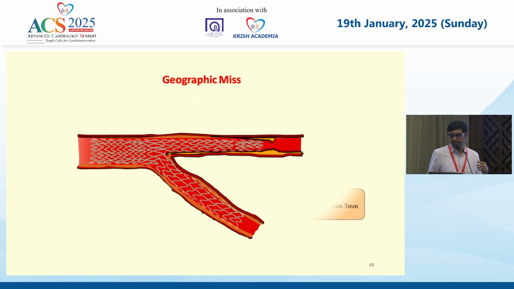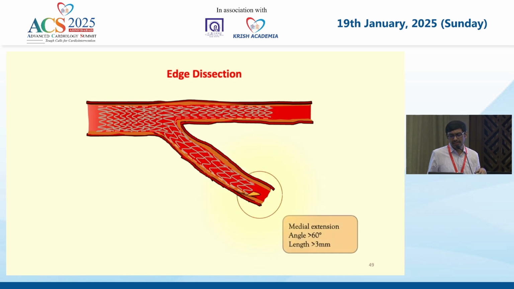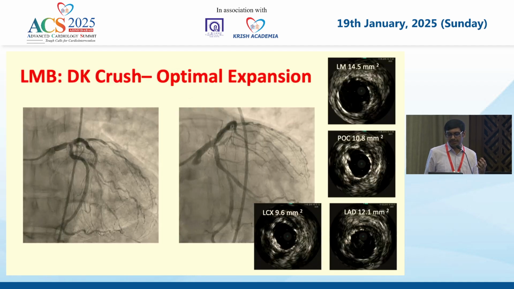And for geographic miss, any plaque burden more than 50% at the edges, or reference lumen area less than 4.5 square millimeters within 5 millimeters of the stent edge, is better corrected. That has again been shown by Dr. Ajay in his presentation. And for edge dissections, the same criteria: extension into the media, angle more than 60 degrees, and length more than 3 millimeters. Those are the dissections which need treatment.